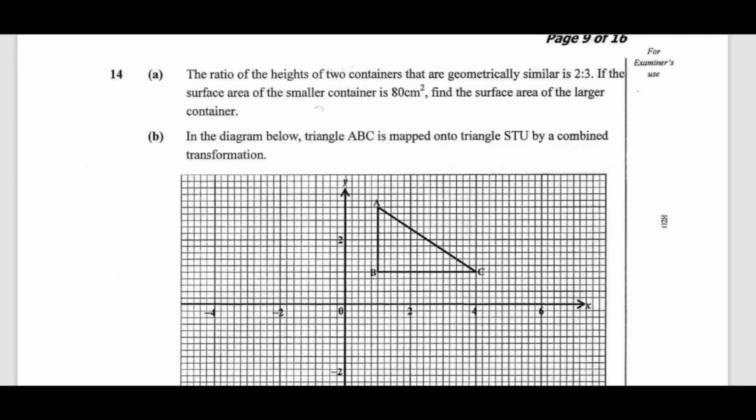So the ratio of the heights of two containers that are geometrically similar is 2 to 3. If the surface area of the similar container is 80 centimeter squared, find the surface area of the container. So we want to find the surface area of the container, so we use this space. So we are saying that 2 to 3, so 2 to 3 are similar containers.